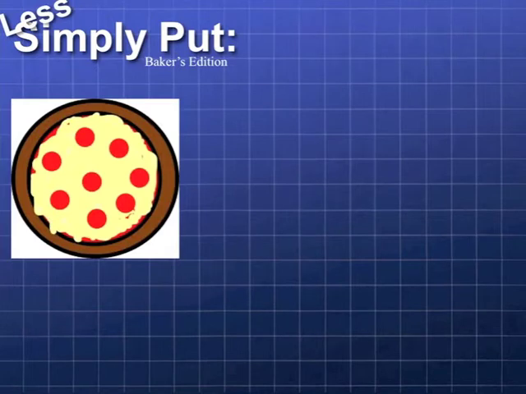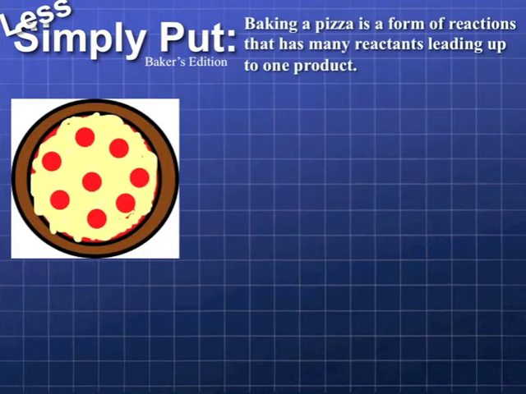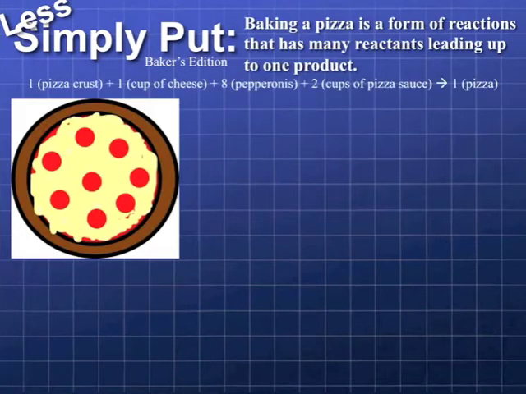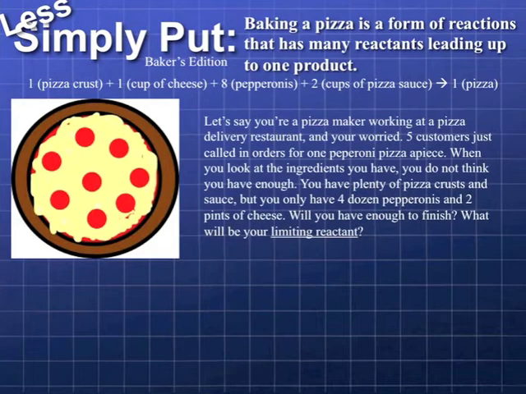Now, to put a little bit of a baker's twist on limiting reactants, let's look at making a pizza. Whenever you make a pizza, you have to start with a lot of ingredients. You need a pizza crust, about a cup of cheese, 8 pepperonis, and 2 cups of pizza sauce, and this is going to give you 1 pizza. So, hypothetically, if you're a pizza worker and you have to make 5 pizzas, you might be kind of worried when you're looking at your ingredients. Even if you have plenty of crust and sauce, you only have 4 dozen pepperonis and 2 pints of cheese. Will you have enough to make all of your pizzas? Well, there will be your limiting reactant.